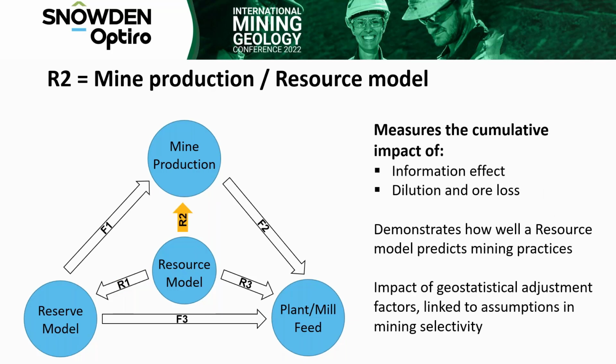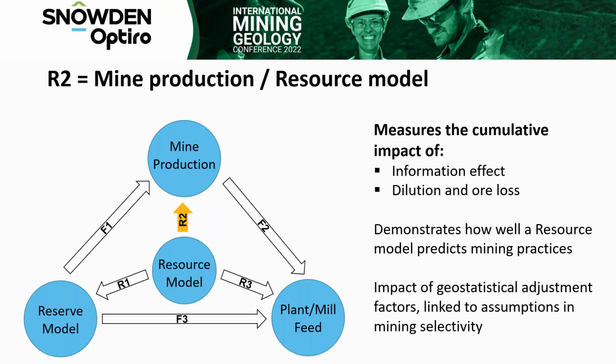R2 is measuring the cumulative impact of the information effects, so the extra drilling that we're doing, the information that we now know about the ore body, dilution and ore loss. Of course, once we start blasting, once we start mining, we know that there's going to be some dilution and ore loss. And that's not necessarily always planned, it can be unplanned. So R2 is demonstrating how well your resource model predicts those mining practices, okay? Because now we're up in that mine production. We've got a lot that's happened between estimating that resource model and actually mining it.